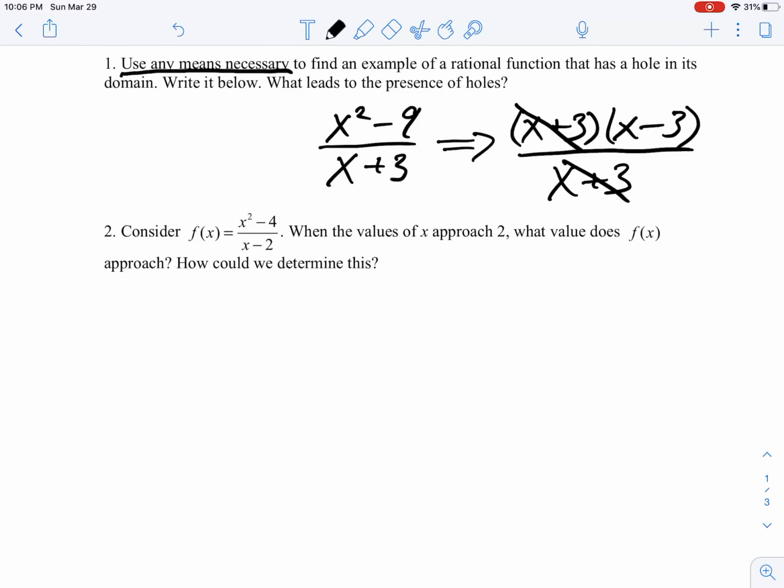Okay, I want you to take a look at x squared minus 4 over x minus 2. And this gets to our point about limits. When the values of x approach 2, what value does f of x approach? How could we determine this? Well, graphing the function is a really good place to start. And for our purposes, especially in the current technological situation, Desmos is probably the easiest way to do it.